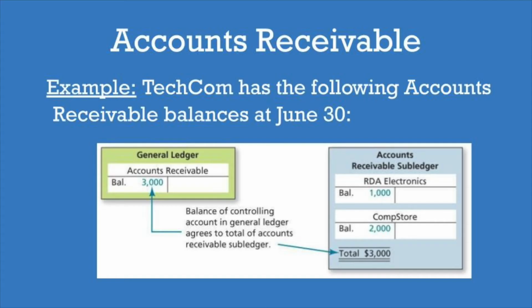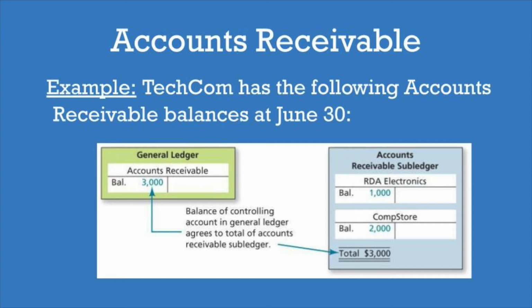To illustrate how we record accounts receivable, let's just look at this example of Techcom. So Techcom has the following accounts receivable balances at June 30th. So we're looking at our statements as of June 30th. And we see on the left-hand side in the green, our general ledger will show that we have a balance in accounts receivable of $3,000.